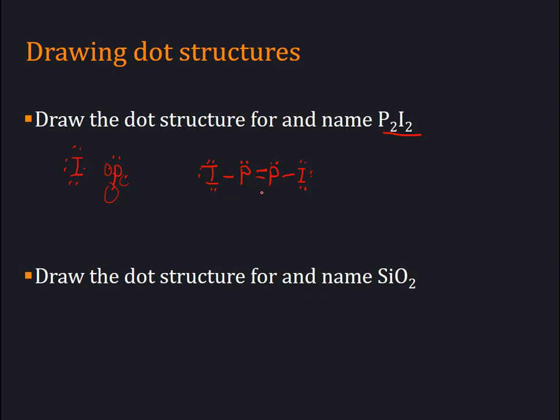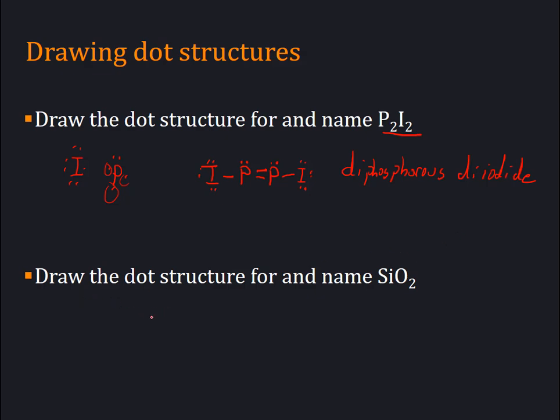This is P2I2, and this would be diphosphorus because there's 2 phosphorus atoms. Diphosphorus diiodide. Okay, that's a funny name, but there it is. So diphosphorus diiodide, 2 phosphorus atoms to 2 iodine atoms.